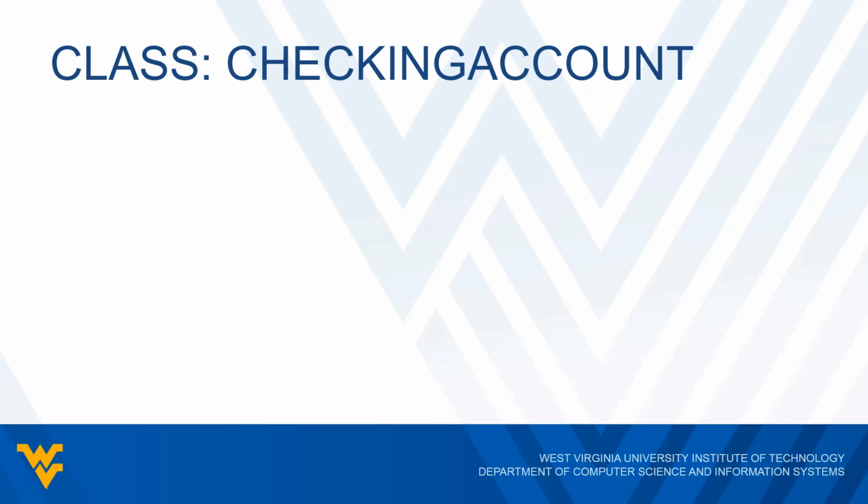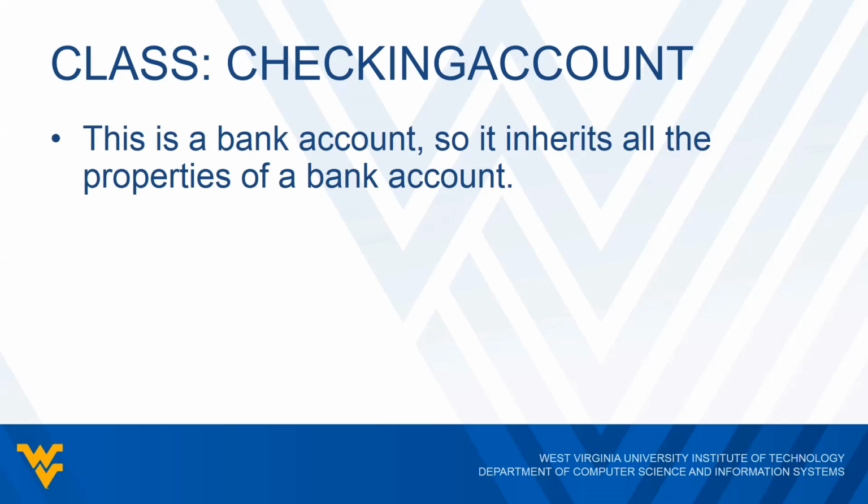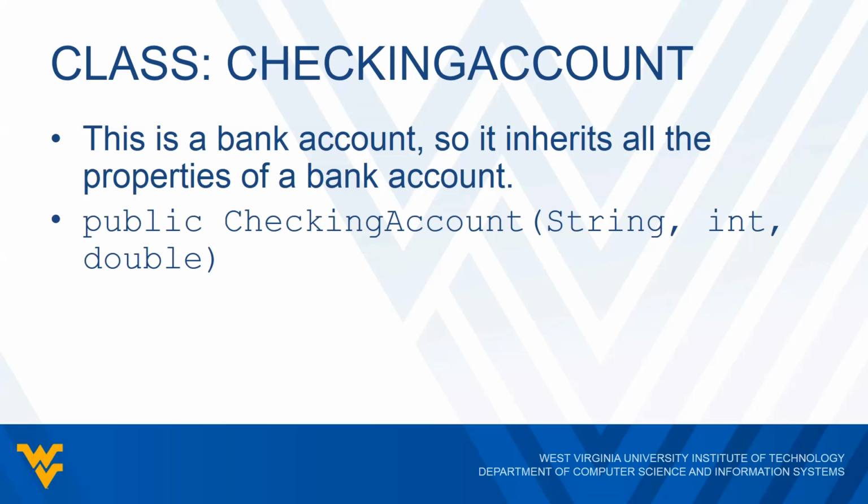We'll next take a look at the checking account class. Now, a checking account is a bank account, so it does inherit all the properties of a bank account. So it's going to inherit all of the attributes and all of the methods from the bank account abstract class. So what this means is, well, we first should have a constructor for the subclass. So we create a constructor that's going to pass the account, the name, and the balance. So we get all that information.